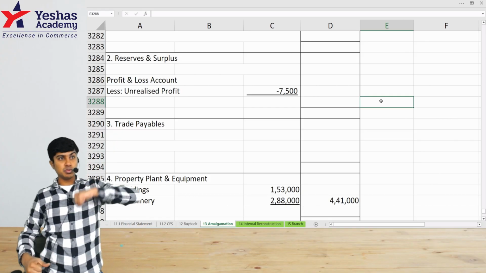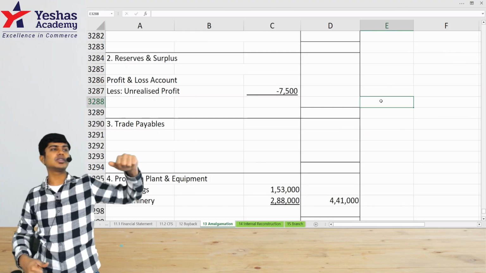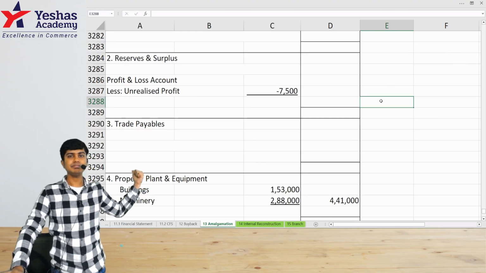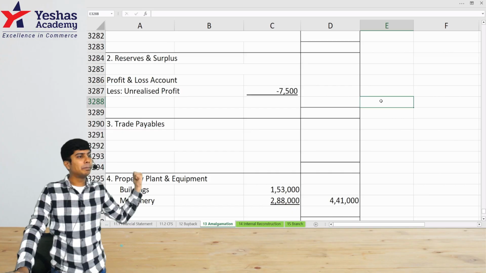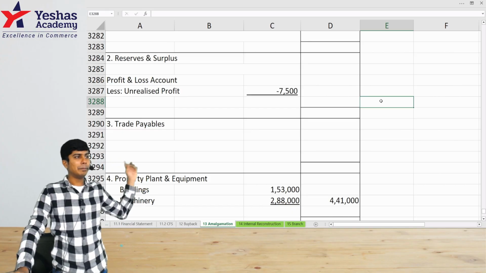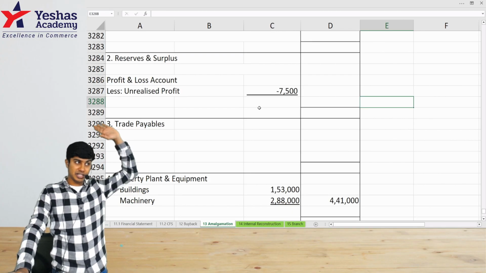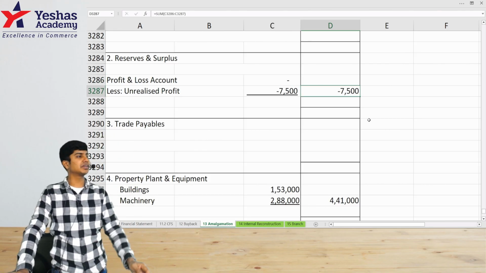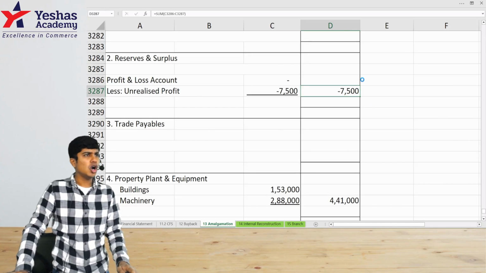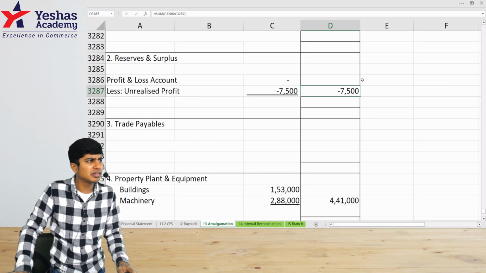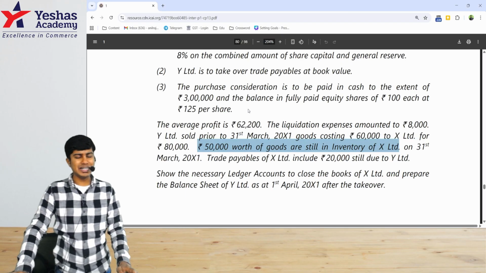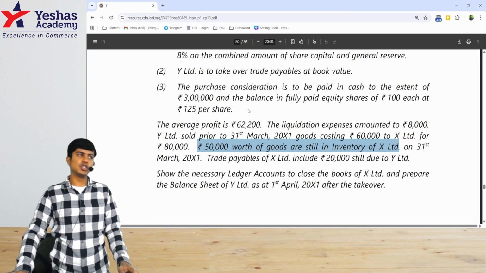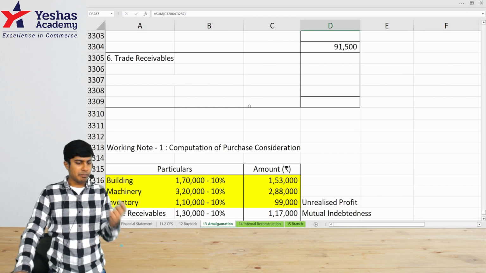But here the transferee company has sold goods to the transferor. So we write the entry as P&L account debit to stock. P&L of the big company, the transferee company, has to be adjusted. Everyone understood? This is 0. This is minus 7,500. Very nice. So D is not there, R is not there, U is not there, M and S.